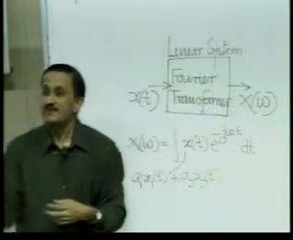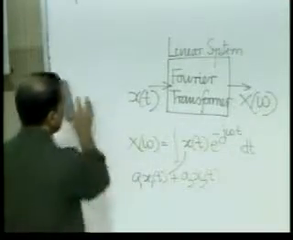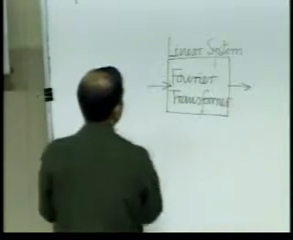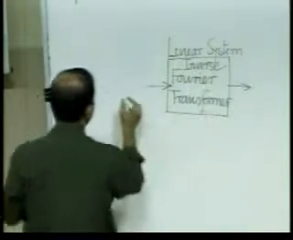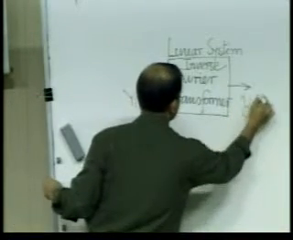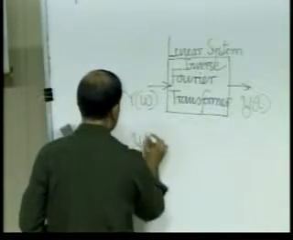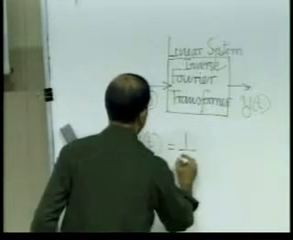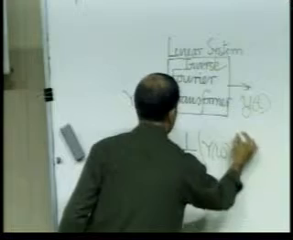The same holds for the inverse Fourier transform. The inverse Fourier transformer can also be thought of as a system. The input is, say, Y(omega), and the output is y(t). And of course, the definition relating the input and output is that y(t) is 1 by 2 pi times the integral of Y(omega) e raised to the power j omega t d omega.